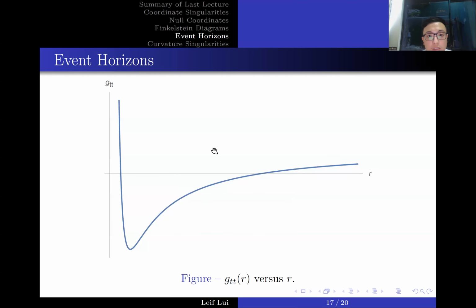So basically when r is very, very small, g_tt is greater than 0. It's positive, right? But when it passes r minus, it becomes negative. And then eventually there is a local minimum. And what happens is when we proceed to increase r, at r equals r plus, it will become positive again. So there is a turning point between these two roots.